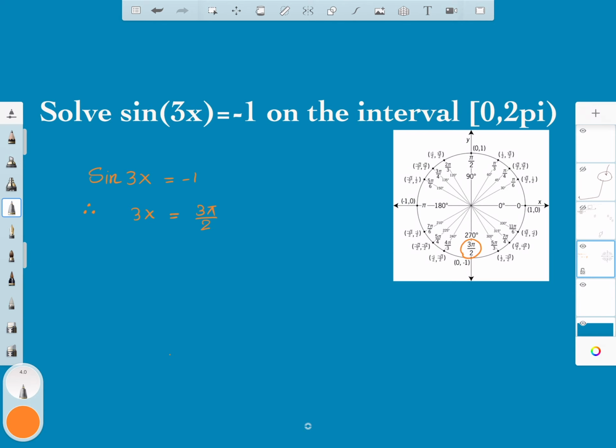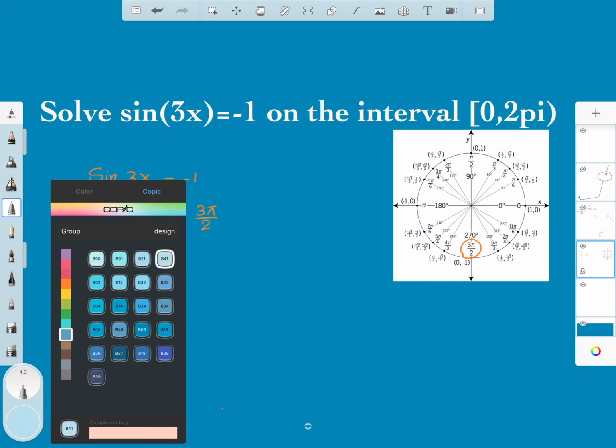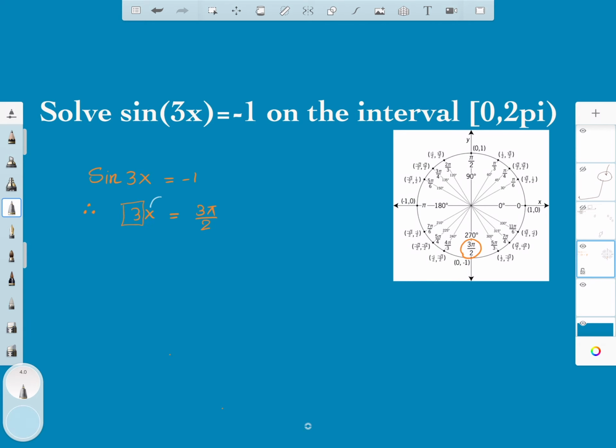So in order to solve for x, before you divide it by this coefficient, we need to add 2 pi k to solve all the solutions for x. So I'm going to plus 2 pi k. We add 2 pi k only when there is a coefficient, there is a number or something added or subtracted to the x. So now I'm going to divide by 3, divided by 3, divided by 3. So x will be equal to 3 pi over 6.